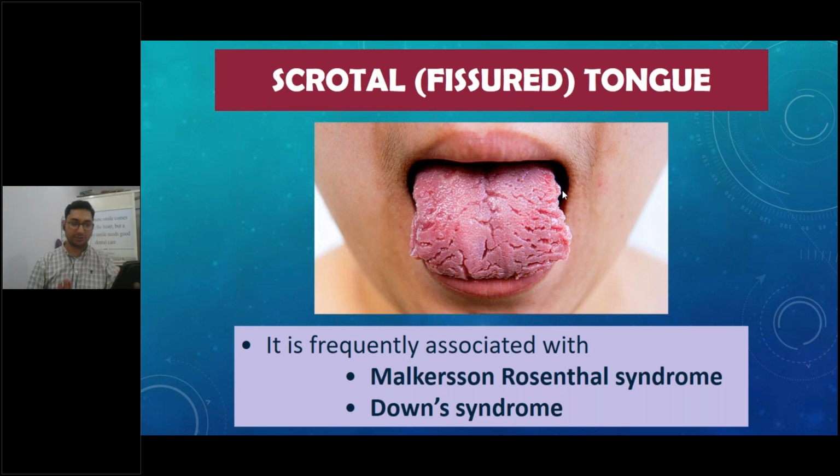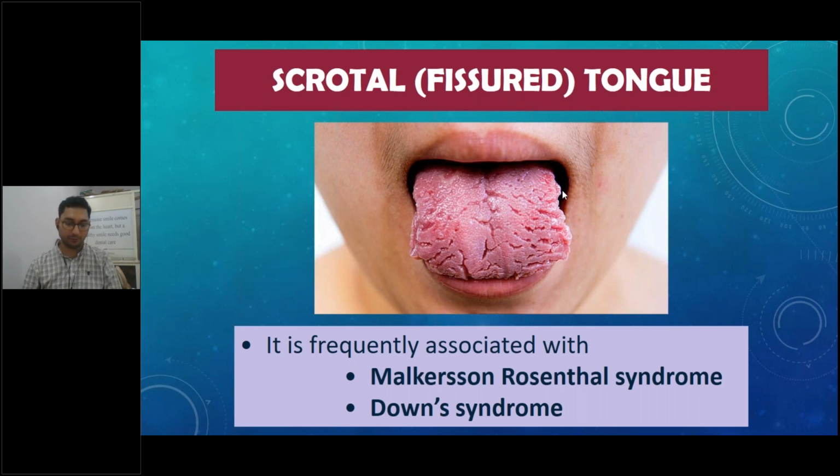It is Melkersson-Rosenthal syndrome, yes. It is not cheilitis granulomatosa. Cheilitis granulomatosa is an individual, separate pathology. It is not linked with scrotal tongue. But if it is linked, then we are talking about Melkersson-Rosenthal syndrome. I hope this is clear, right? So cheilitis granulomatosa is a separate pathology. These two are not interlinked otherwise, but if they are, then we are talking about Melkersson-Rosenthal syndrome, right? So keep this in mind.